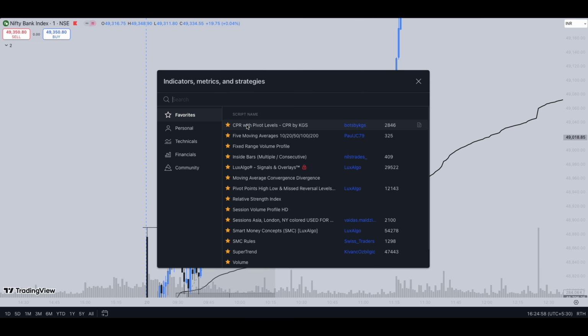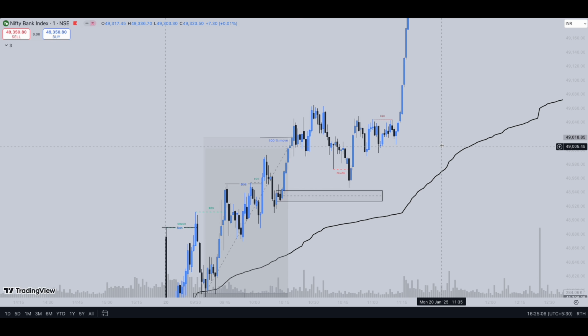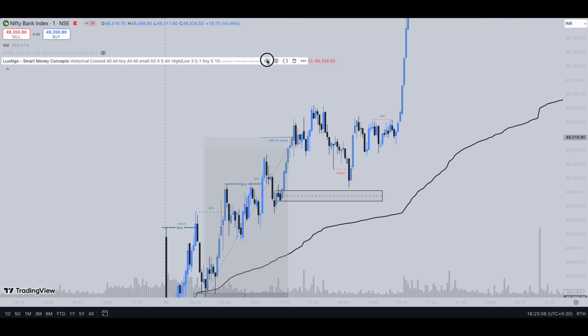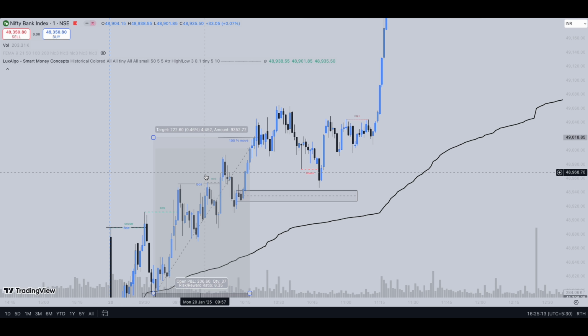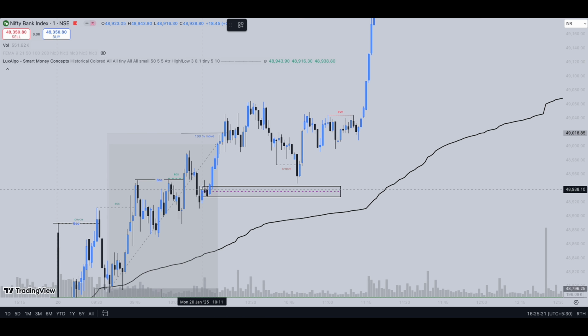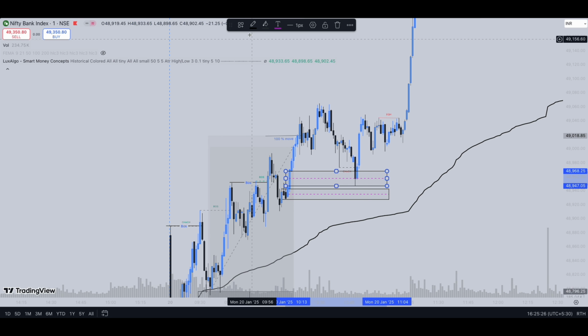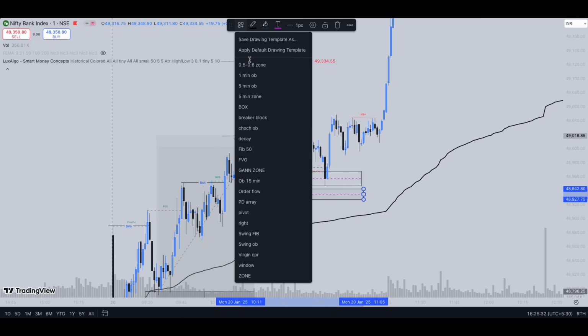And you should try to plot the smart money concepts Lux Algo. You can see clearly that the market broke structure. Here it broke structure, as well as you can see fair value gap here, along with break of structure towards the upside. This is the fair value gap, and this is the 1 minute order block.